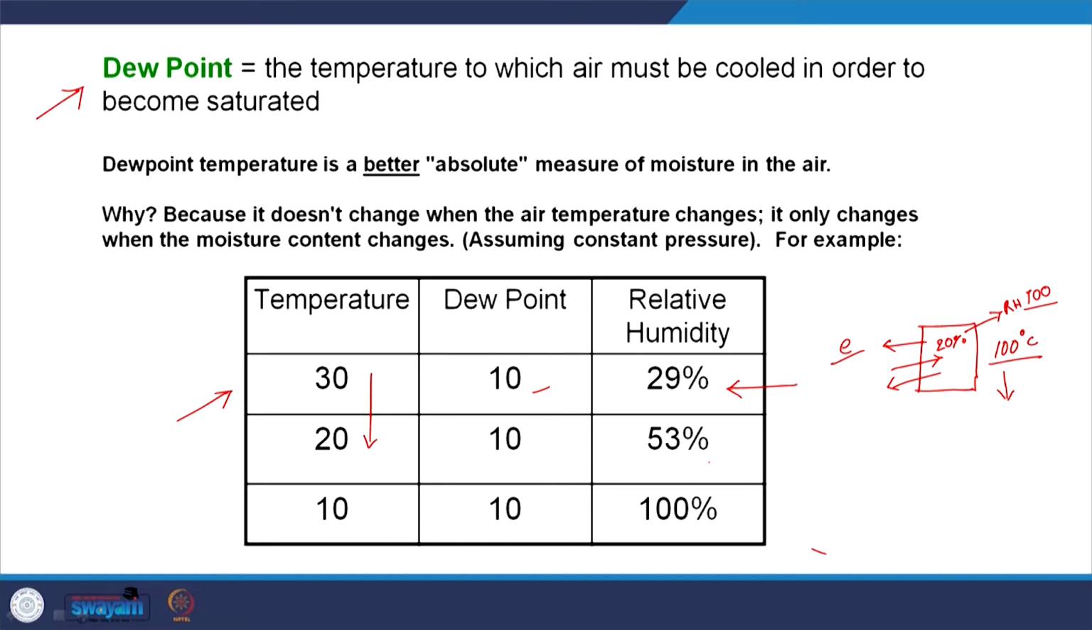So this is the greatest advantage of using dew point as a measure for quantifying the amount of humidity within the air parcel. The point is, when you keep on decreasing the temperature, at a particular point, with the same amount of moisture, you reach a relative humidity of 100%.